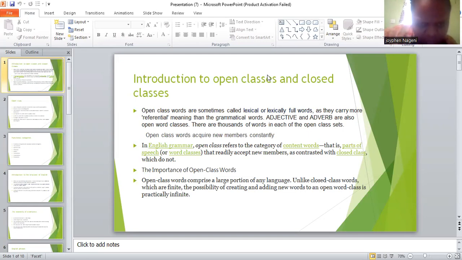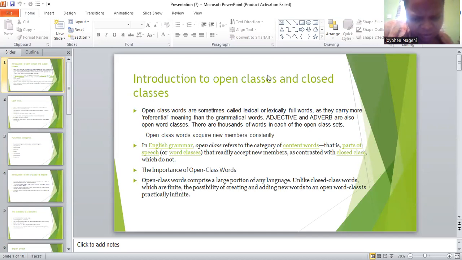In English grammar, open class refers to the category of content words, that is, parts of speech or word classes that readily accept new members, as contrasted with closed classes, which do not. So the difference between the open class words and the closed class words is that the open category accepts new members, but the closed category doesn't accept new members.